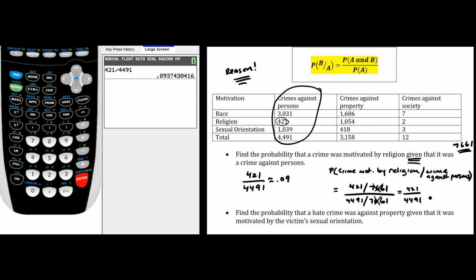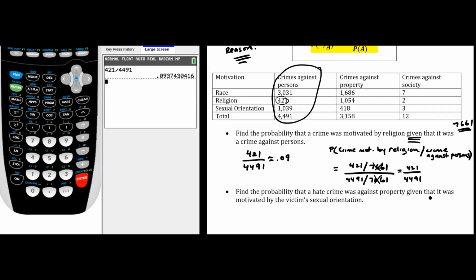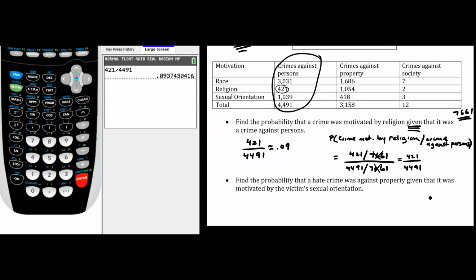So let's just use the reasoning strategy in this very next part of the problem. So in this next part, it says, now let's find the probability that a hate crime was against property given that it was motivated by the victim's sexual orientation. So if the crime is motivated by the victim's sexual orientation, then I am going to identify what's after that given, the motivation by victim's sexual orientation. I'm going to identify that as being the focal point in this problem. So I am just looking at what I have circled. I'm just looking at what is after the word given in continuing with the problem.